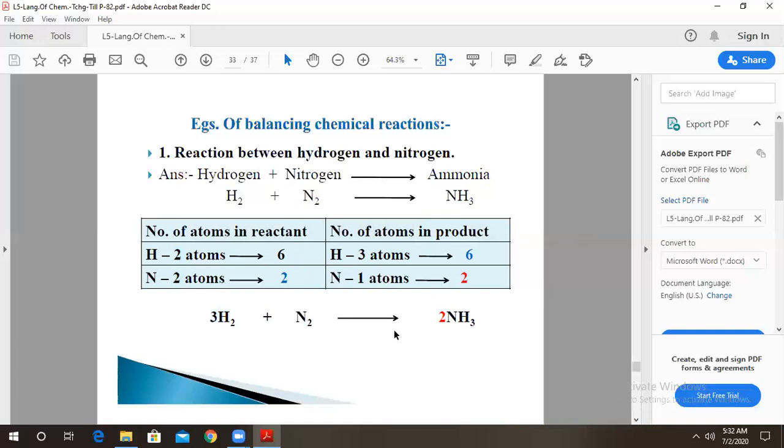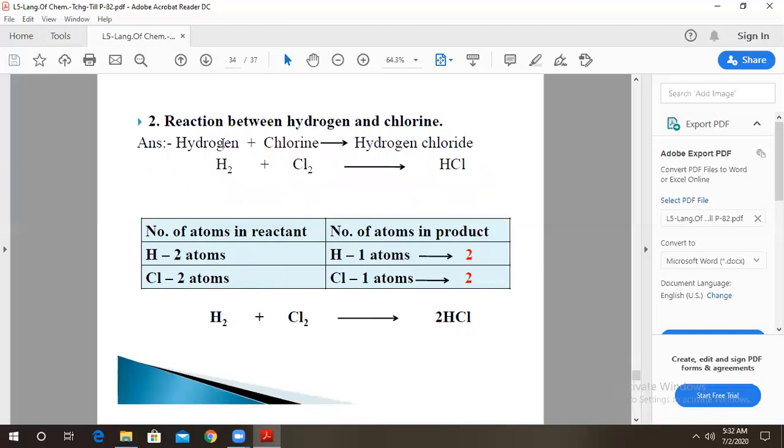Very good. Next problem. Hydrogen and chlorine to form hydrogen chloride. Hydrogen is always H2, chlorine is always Cl2, forms hydrogen chloride, that is HCl. So the number of atoms are hydrogen 2, chlorine 2, but on the product side, hydrogen is 1 and chlorine is 1.